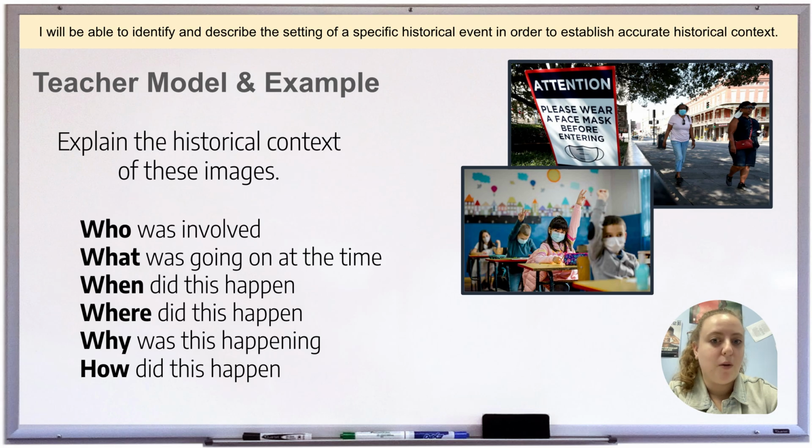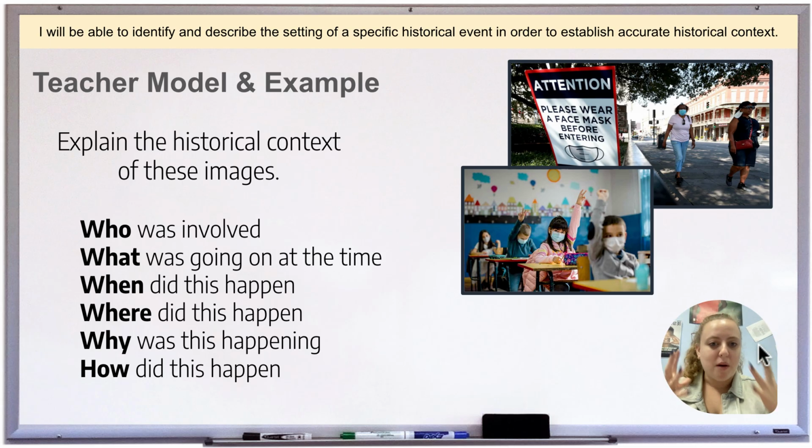Why was this happening? Well, I know that people were wearing masks because they wanted to prevent the spread of the virus, right? When you wear a mask, sometimes when you're talking, you might have saliva or bacteria that goes into the air. And to wear a mask was to prevent the spread of that virus into the air, right? And lastly, how did this happen? Well, wearing the mask will prevent the spread because it's trapping those viral proteins from spreading out to other people.